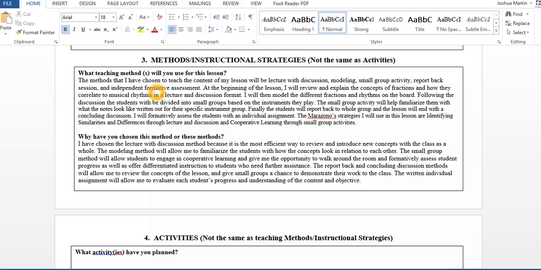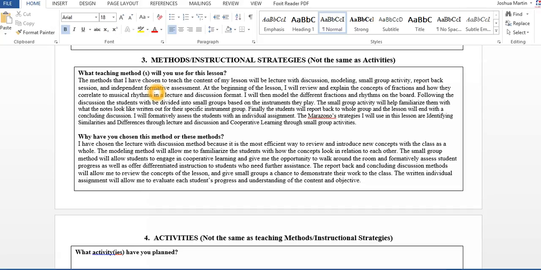The Marzano strategies I will use in this lesson are identifying similarities and differences. I'll do that in the beginning with the lecture and discussion, and then cooperative learning through the small group activities. I've chosen these methods because the lecture and discussion is going to be most efficiently done with the whole group. It's the best way for me to review these concepts with all of them.